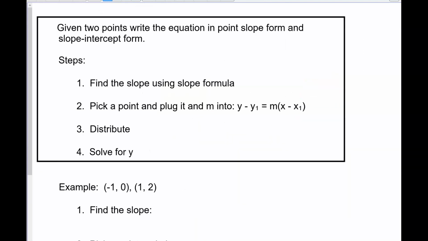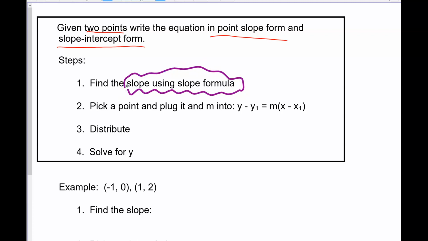All right, so let's jump into another part of this, how we use our point slope form. It says, given 2 points, write the equation in point slope form and slope intercept form. So here are the steps we're going to do. The way that we're going to do that is to follow these steps. We're going to find the slope using the slope formula, and then we're going to pick a point and plug m into this equation.